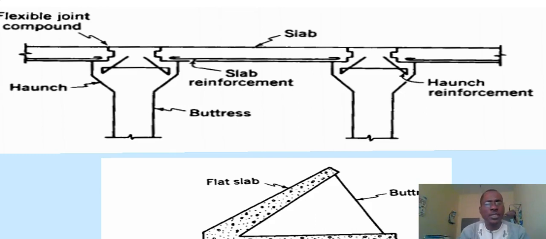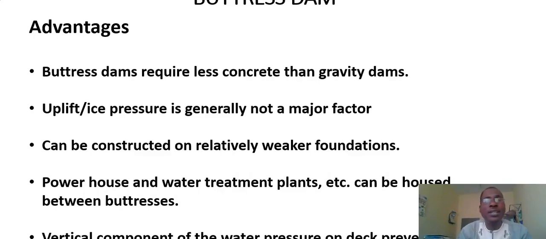So you can see the cutoff for the buttress dam and the buttress mat foundation, the mat or flat slab. Now, what are the advantages of a buttress dam? Buttress dams require less concrete than gravity dams, uplift is reduced, and it can be constructed on relatively weaker foundations. A powerhouse or water treatment plant can be housed between the buttresses.